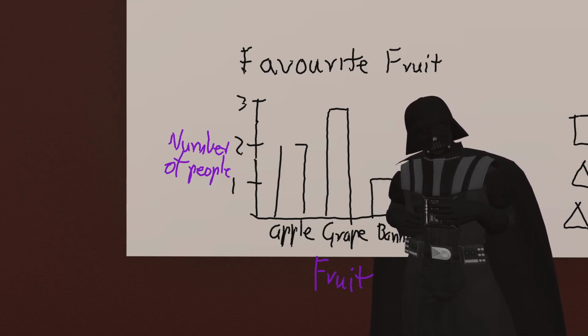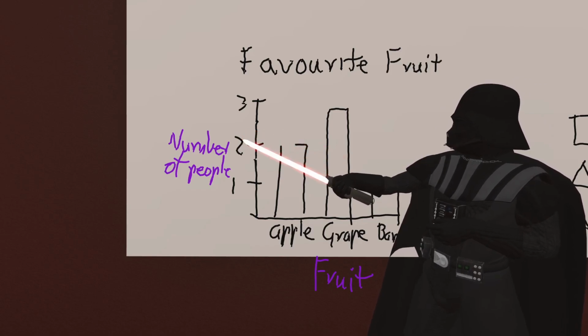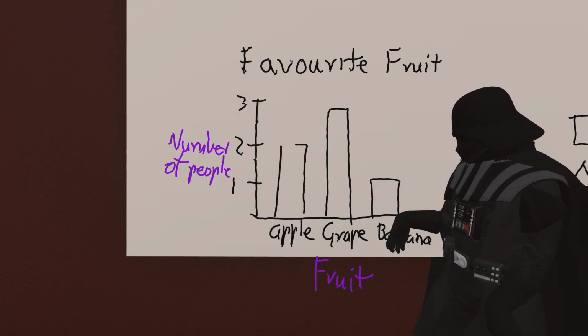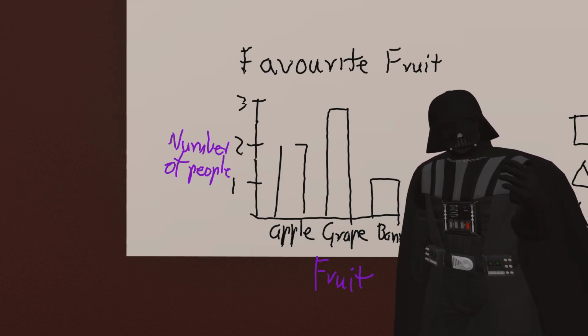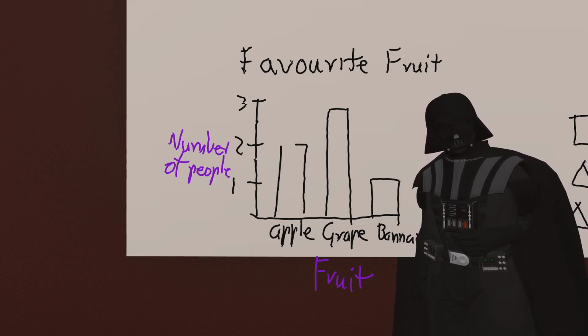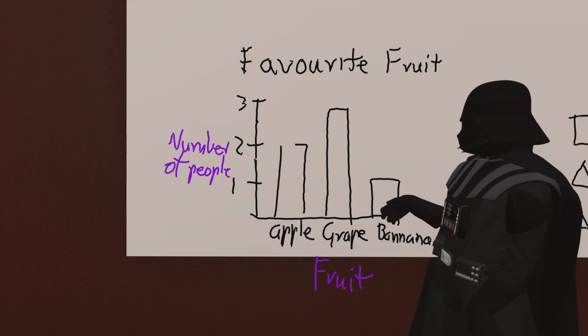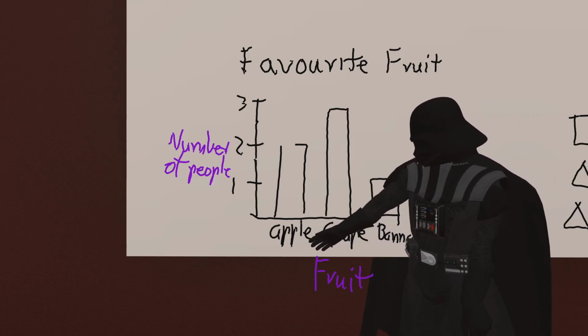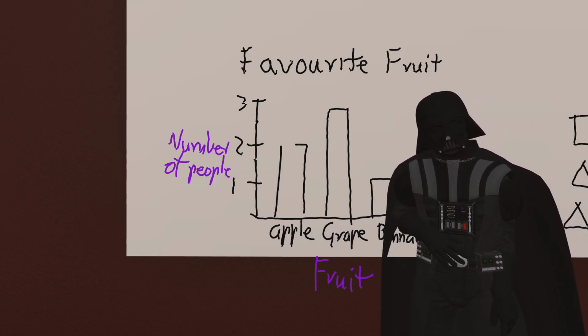Now, what is it exactly about? Well, over here we have the number of people. And down here we have fruit. So we need to make sure we label our column graph so that we know what it's about. Now, we can see here we have apple, grape, and banana. So they're the three things that we looked at.